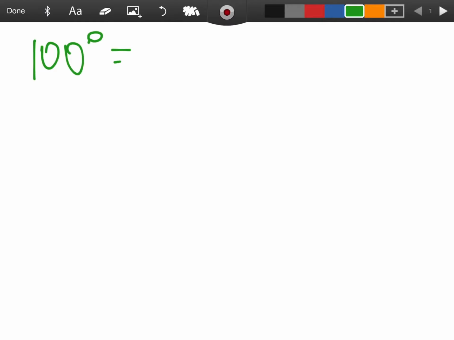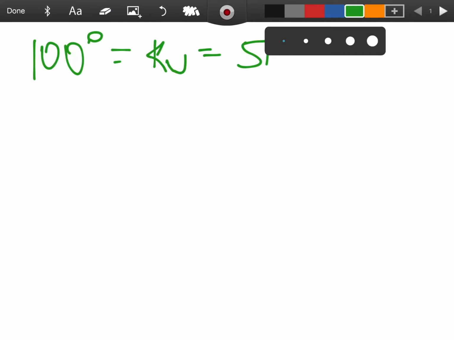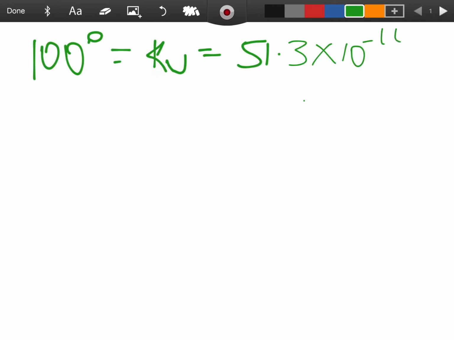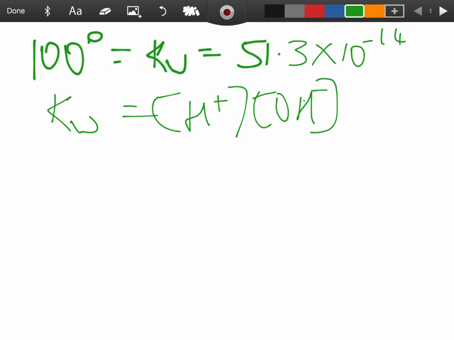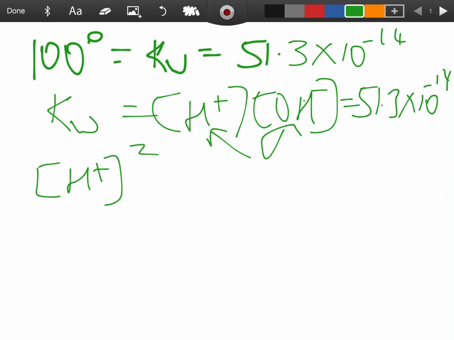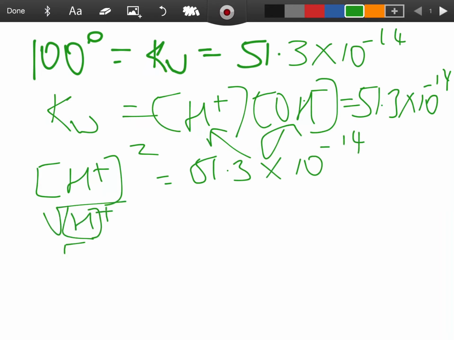Also, they might ask you, if the Kw value at 100 degrees is 51.3 by 10 to the minus 14, what would the value for pH be for that? Well, Kw is the ionic product of water. That's H plus and OH minus, okay? And that's equal to 51.3 by 10 to the minus 14. It's pure water, so what's inside that bracket is the same. So its hydrogen ion concentration squared is 51.3 by 10 to the minus 14. Square root both sides to get rid of the squares. So the hydrogen ion concentration then is the square root of that.